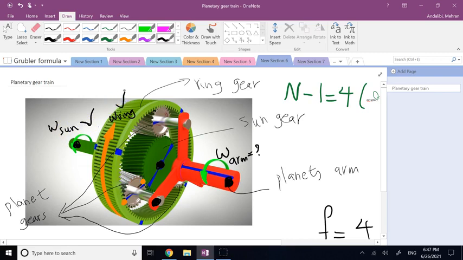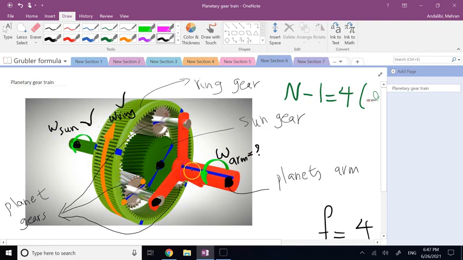I need to know 2 inputs to have 1 output. For example, I might fix the ring and turn the sun, so I have 2 inputs, one of them 0, one of them non-zero, and then take my output from the arm. Or I might fix the sun, turn the ring, and get my output from the arm. Or I can do the other way. I can move the arm, fix the sun, get my output from the ring, or move the arm, fix the ring, get my output from the sun, and so on and so forth, right?